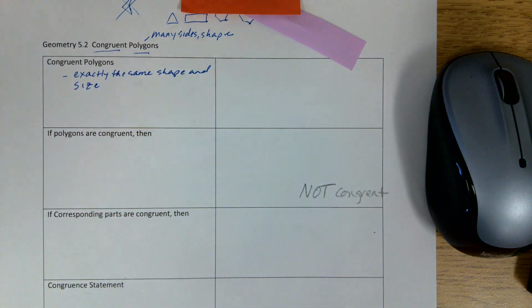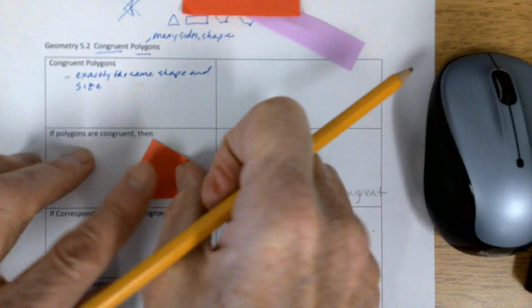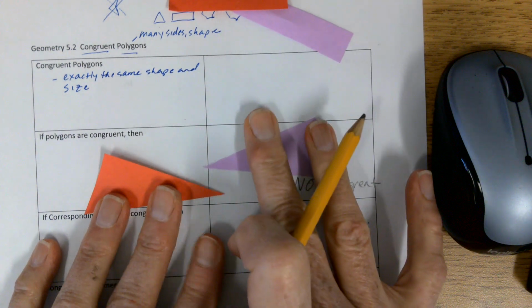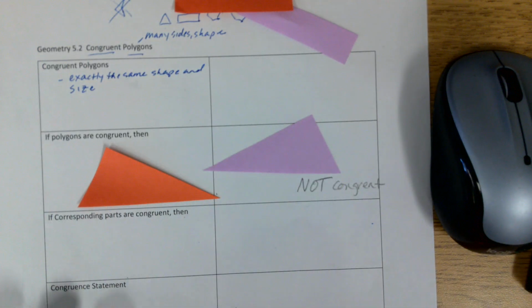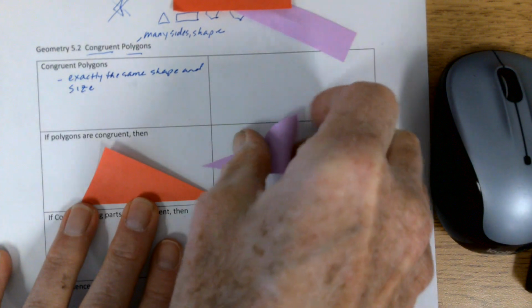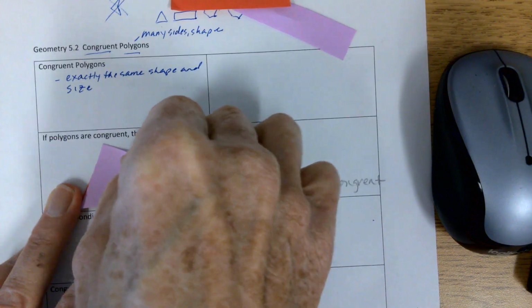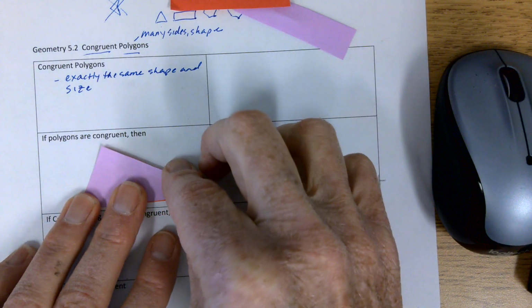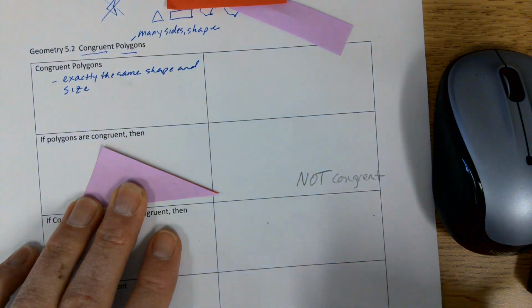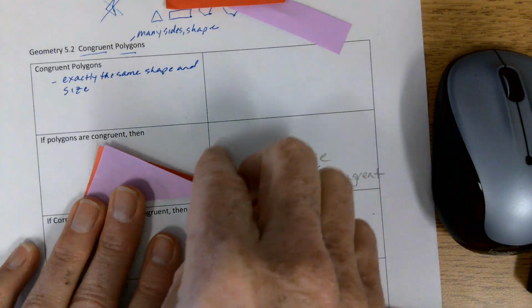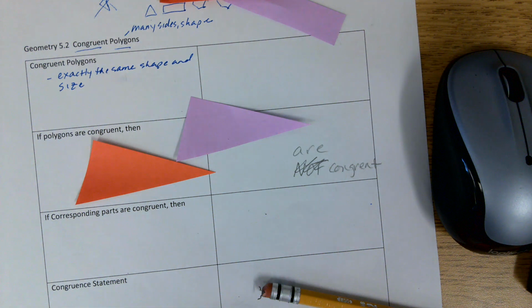What if I try a triangle, okay, and then another triangle? These triangles, they appear to be congruent. Let's see, I'm going to flip it over. Could I slide them on top of each other? Are they exactly the same? Yes, these are exactly the same. These are congruent. Exactly the same. Same shape and same size. Okay?